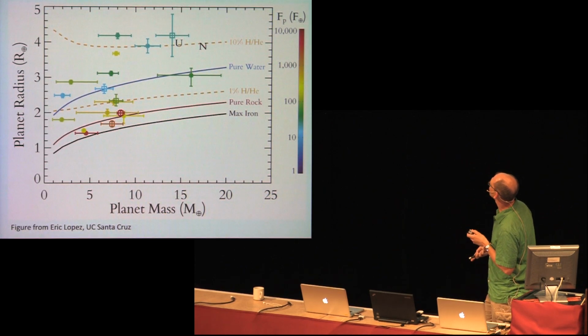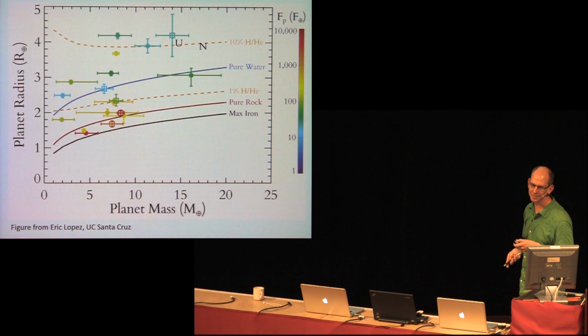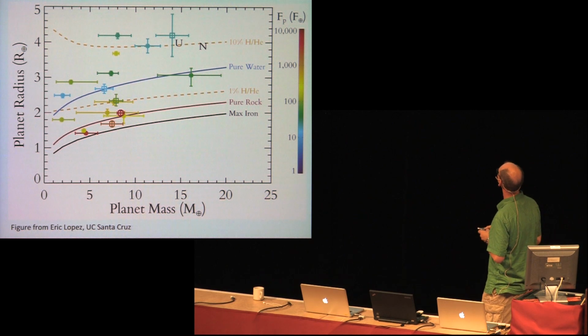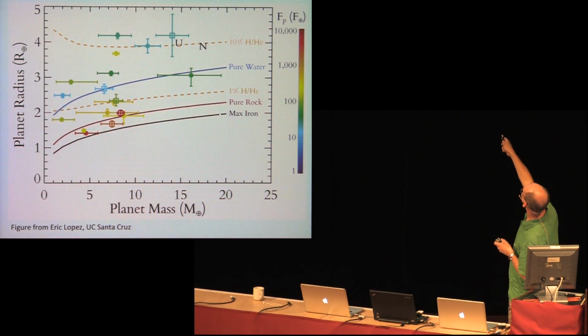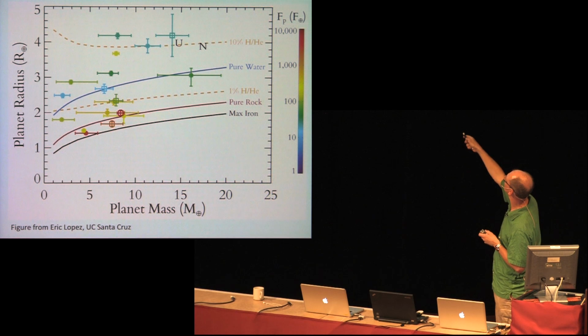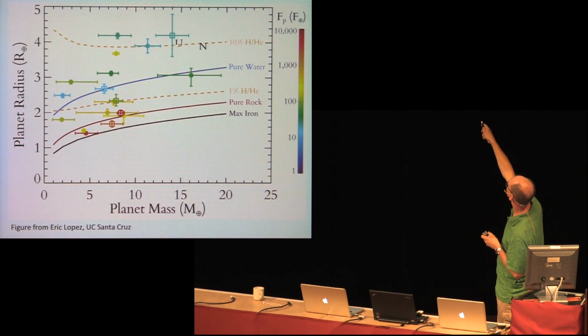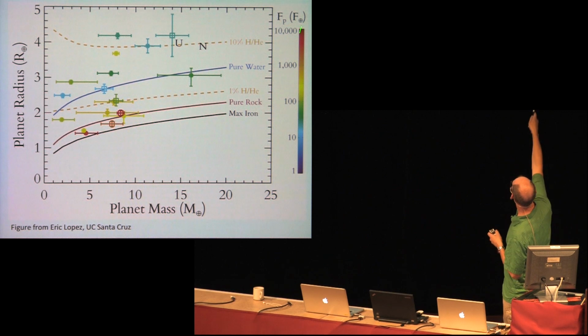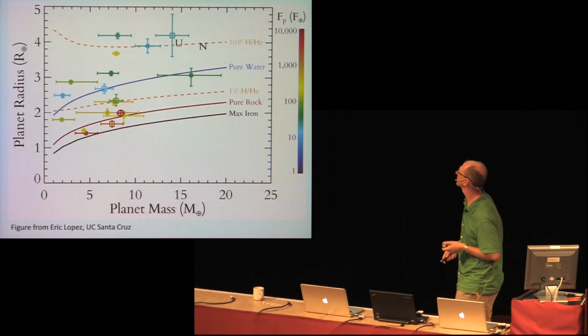This is a plot of mass versus radius for these low-mass, Neptune-like, and sub-Neptune planets. This is radius in Earth radii, planet mass in Earth masses. These are curves of a very iron-rich planet, a pure rock planet, a pure water planet. This is a rocky object with a 1% hydrogen-helium envelope and a 10% hydrogen envelope by mass. So you can see Uranus and Neptune are up here. This is color-coded by how hot the planet is. This is incident flux compared to the Earth's incident flux.